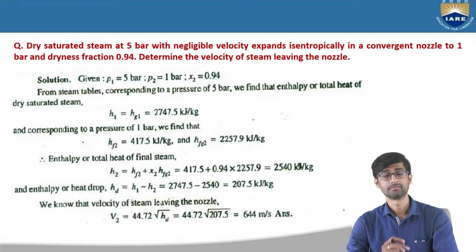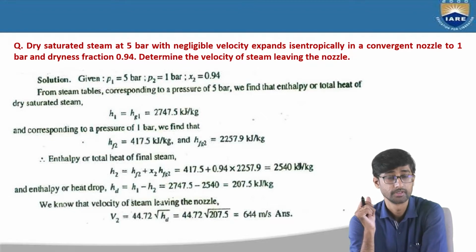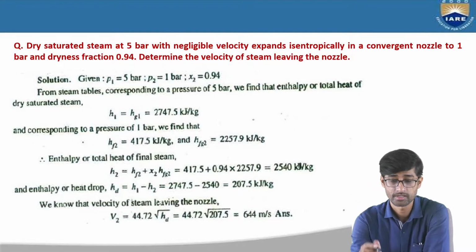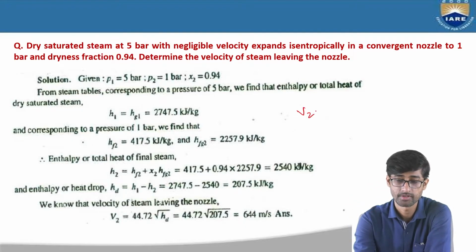Let us solve one problem. Dry saturated steam at 5 bar with negligible velocity expands isentropically in a convergent nozzle to 1 bar, and the dryness fraction is 0.94. Calculate the velocity of steam leaving the nozzle. What is the velocity V2 that leaves the nozzle?